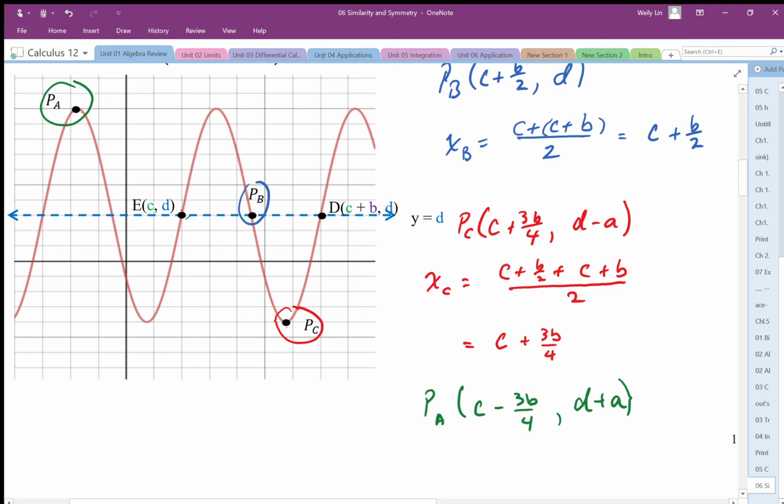Okay, if I draw a line here, this distance is equivalent to this distance here. Those are equivalent distances because of symmetry about that point. It has horizontal symmetry. So there it is. There's my coordinate in terms of B, C, D, and A.